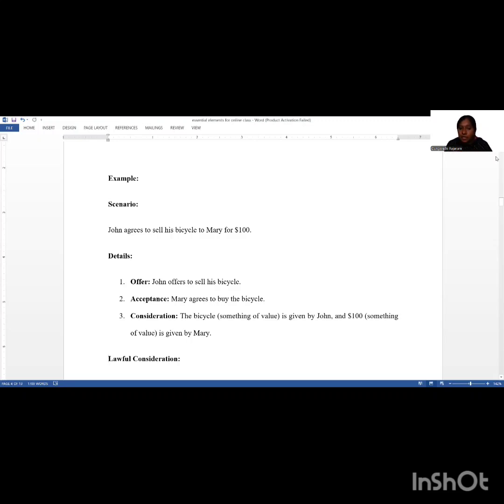and 100 rupees is a value given by Mary. Now who is benefited? John offers to sell his bicycle. So in return, John will be getting money and Mary will be getting the bicycle. So this is what a consideration.